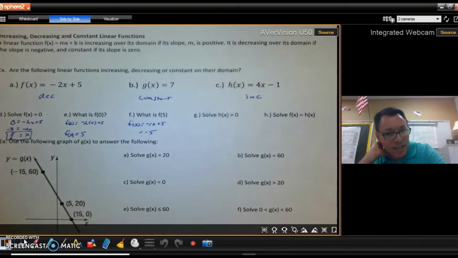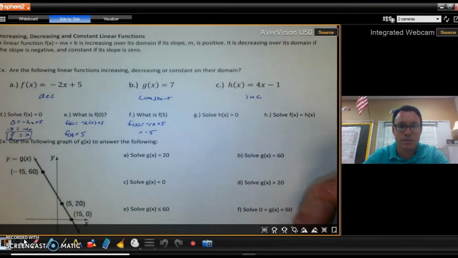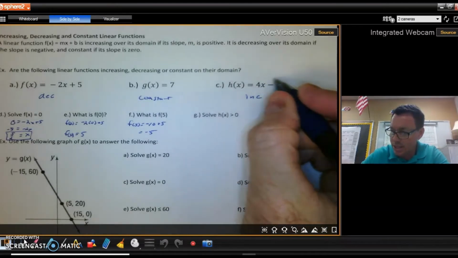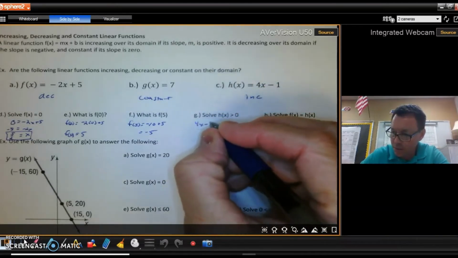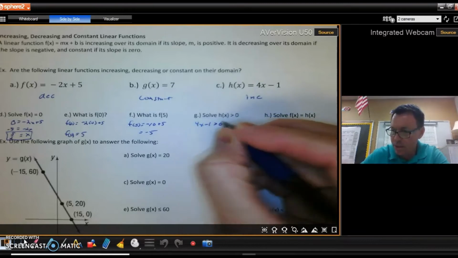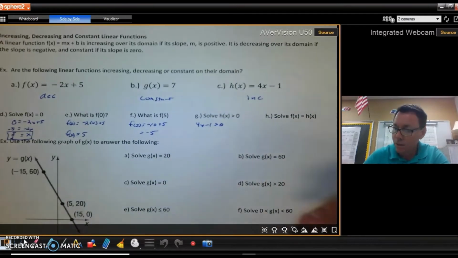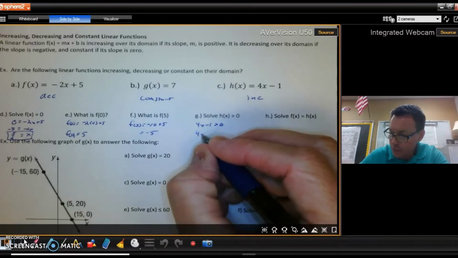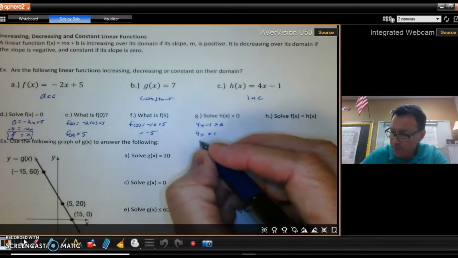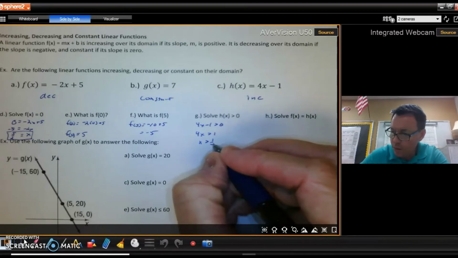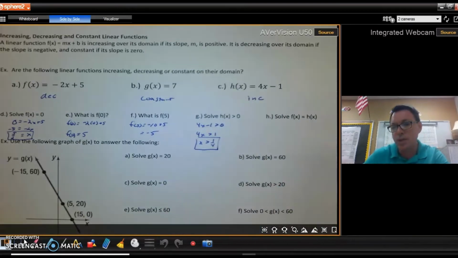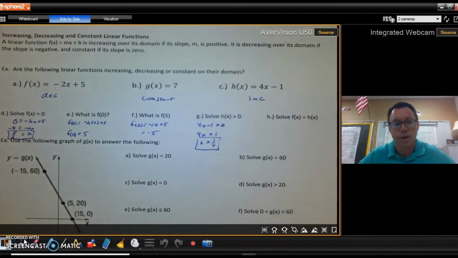G, solve h of x is greater than 0. So when is this function, 4x minus 1, greater than 0? So when is that function positive? That's literally what this is saying. Well, if we solve, 4x has to be greater than 1, so x has to be greater than 1/4. So whenever your x value, your input, is greater than 1/4, then that function is going to be positive.